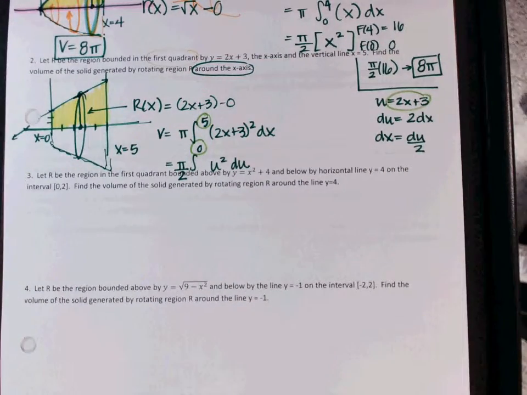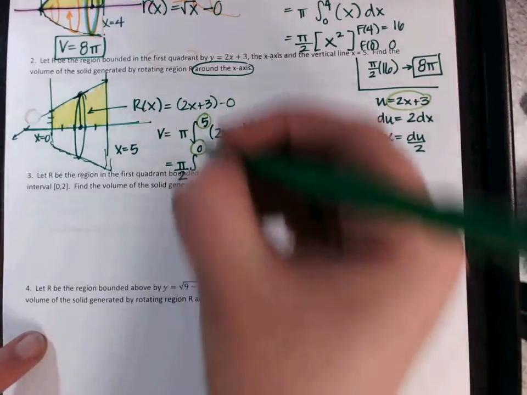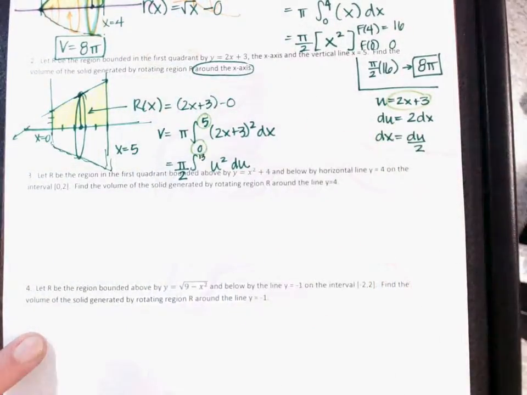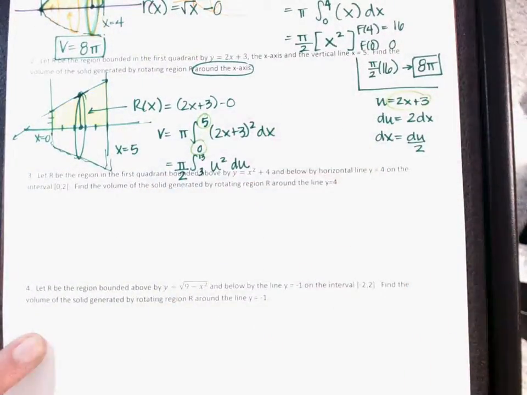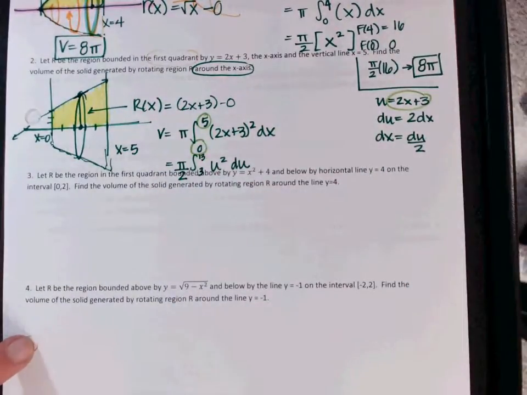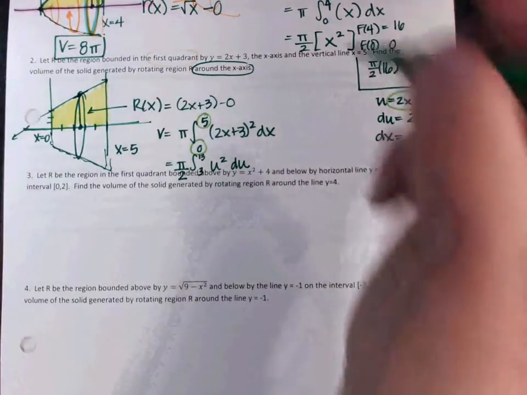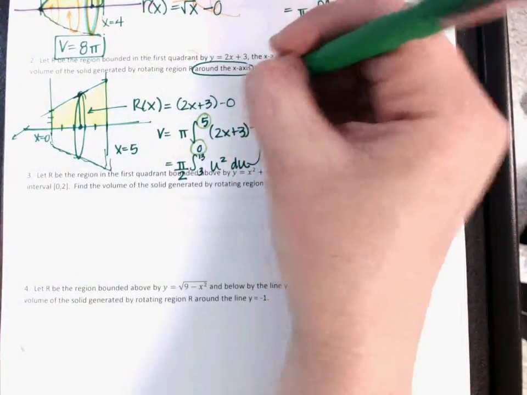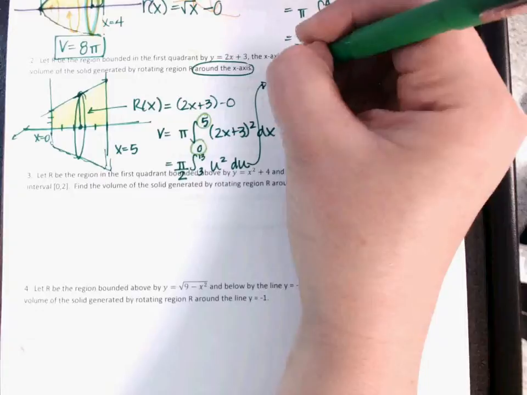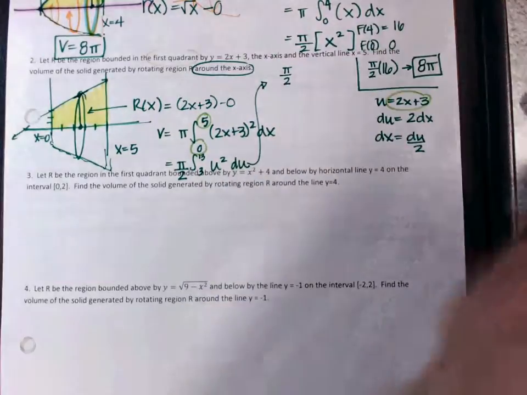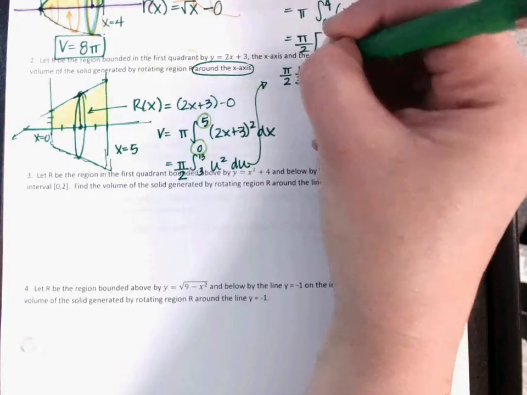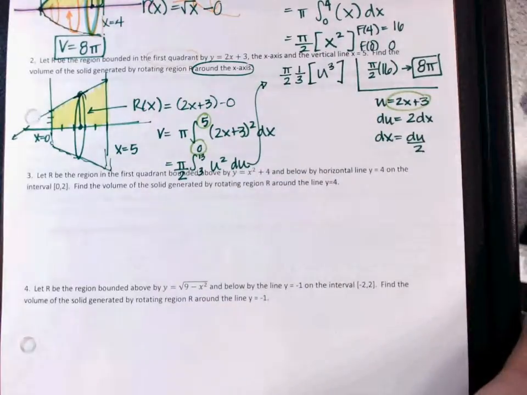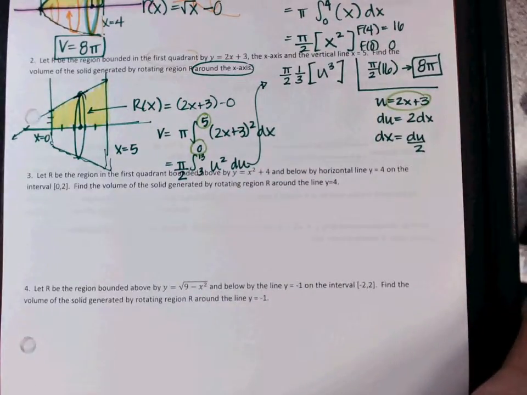So I'm going to take 0 and 5, and I'm going to plug them in here. If I plug in 5, 2 times 5 is 10, plus 3 is 13 on top, and then on bottom 0 plus 3 is 3. Now, what is the antiderivative of u squared? 1/3. So I have pi halves in the front, and then my antiderivative is 1/3 u cubed. And then remember, on top I'm plugging in 13, on bottom I'm plugging in 3.